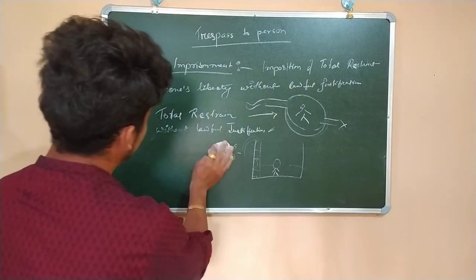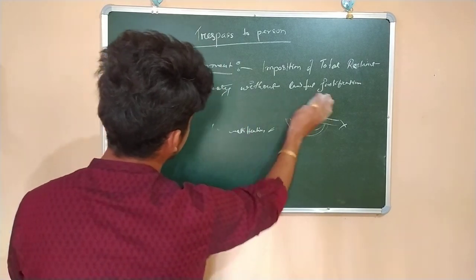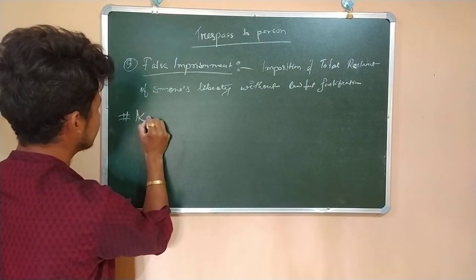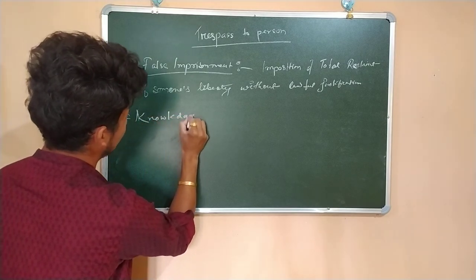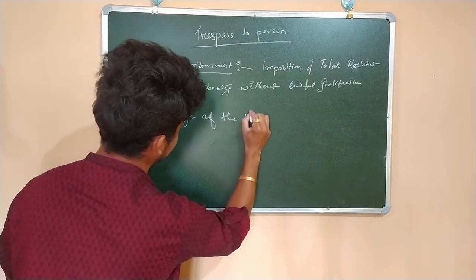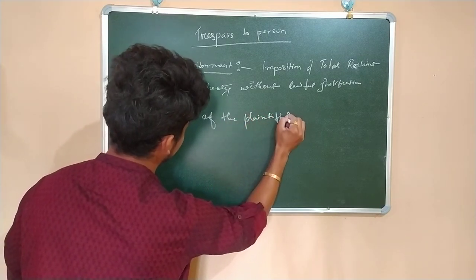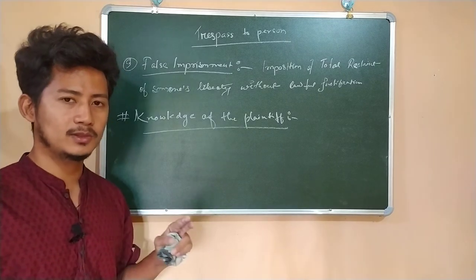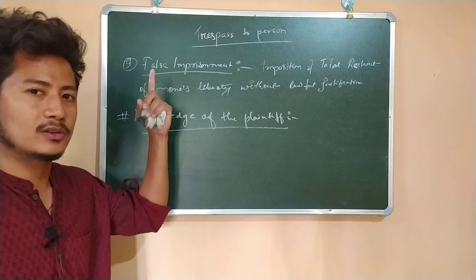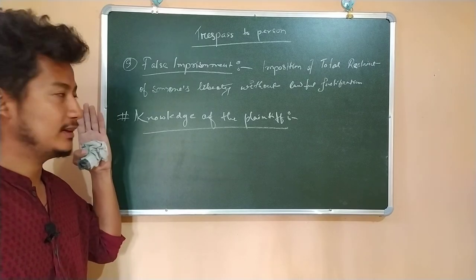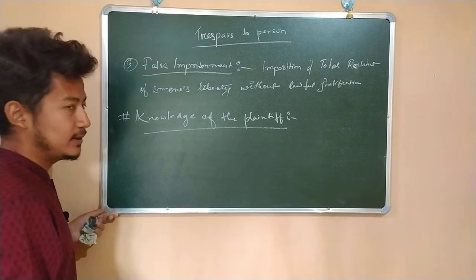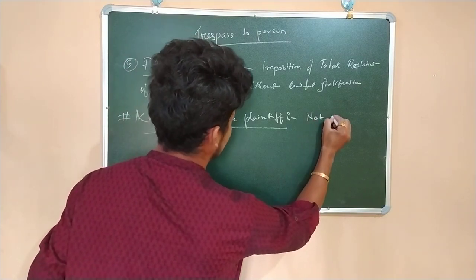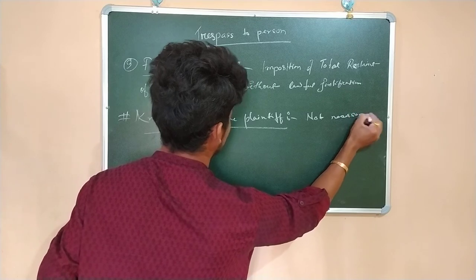Another important thing under this topic is the knowledge of the plaintiff. Whether the knowledge of the plaintiff that he is being restrained is necessary in order to constitute false imprisonment or not, that is what is being discussed here. The knowledge of the plaintiff is not necessary now.